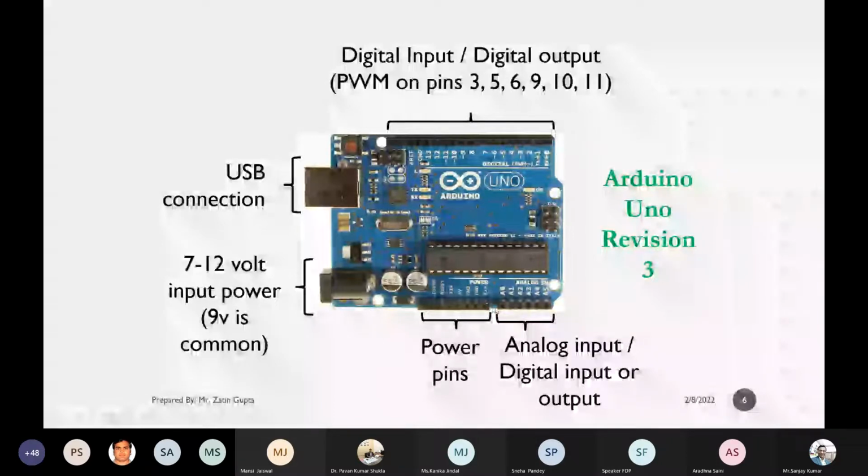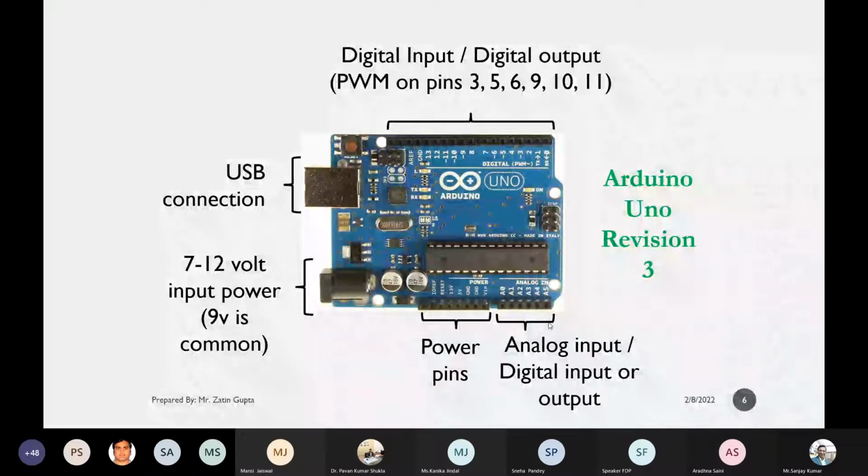Next to the power pins, there are 6 analog input and output pins. A0 to A5. The numbering is A0 to A5. These pins are used to receive or to provide the analog input or output signal.